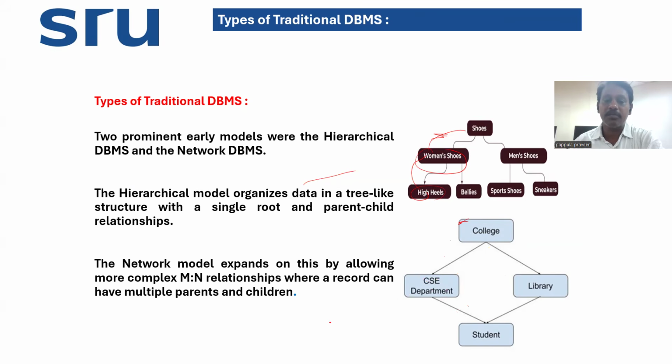The network model expands on this by allowing more complex M to N relationships. M to N means many-to-many relationships, where a record can have multiple parents and children. Now a student has two parents, like the CSC department and the library. So this is called the traditional databases: one is the hierarchical, another one is the network database.